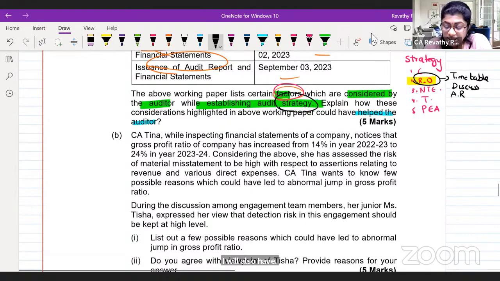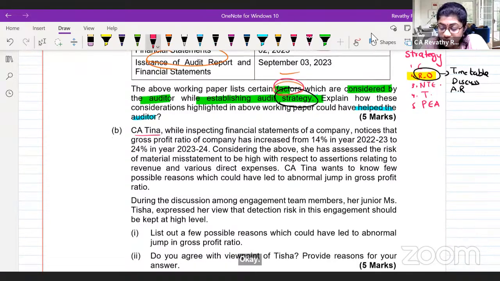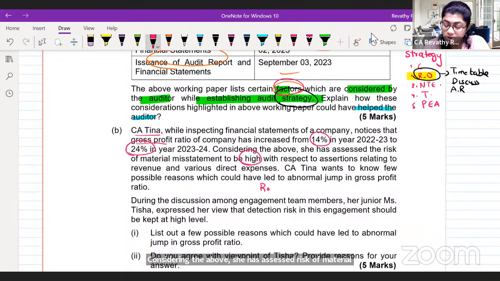CA Tina, while inspecting the FS of a company, notices that gross profit has increased from 14 to 24. Considering the above, she has assessed risk of material misstatement to be high. ROMM is high. CA Tina wants to know a few possible reasons which could lead to an abnormal jump in gross profit.